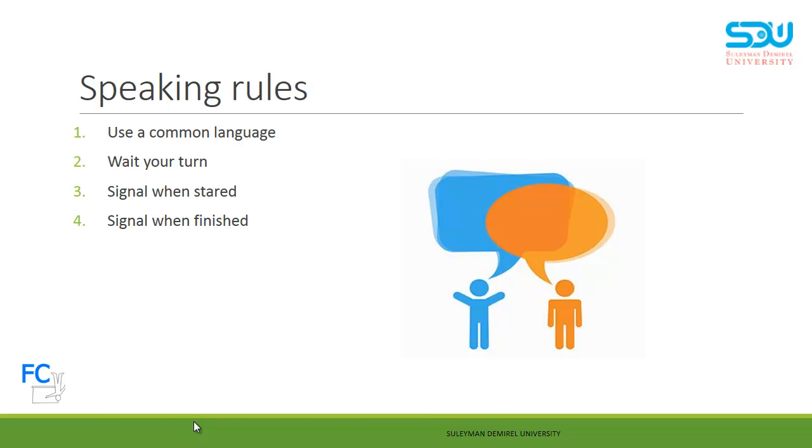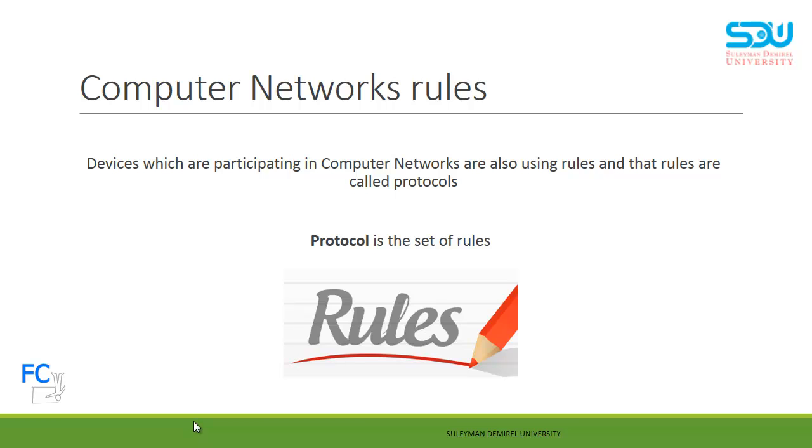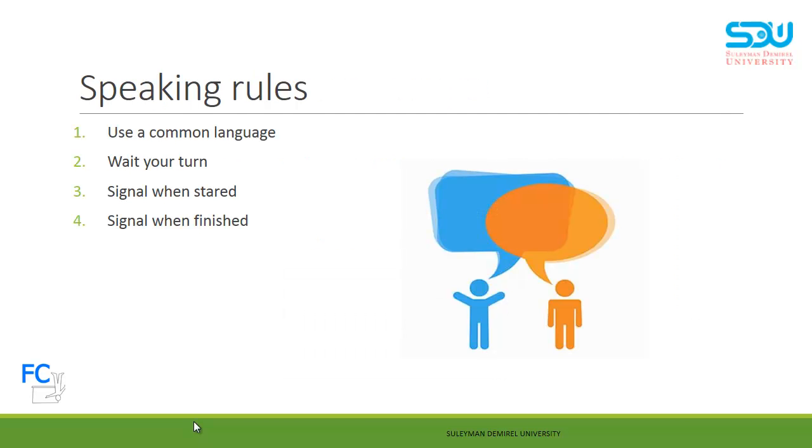In the same way, computers use rules to communicate. These rules are called protocols. The definition of a protocol is that a set of rules is a protocol. Protocols are used by computers to have correct communication, like humans having the same rules.